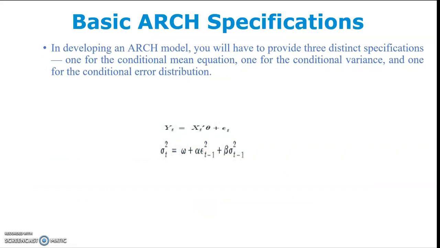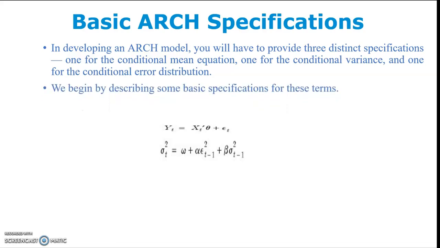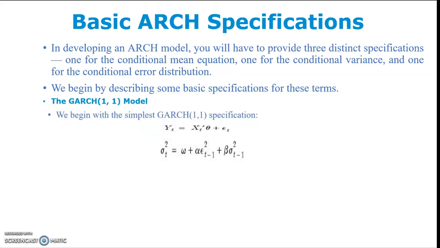In order to develop an autoregressive conditional heteroscedasticity model, we will have to provide three distinct specifications: one for the conditional mean equation, one for the conditional variance, and one for the conditional error distribution. So we may begin by describing some basic specification of these terms. So let us start with the GARCH 1-1 model, and we begin with the simplest GARCH 1-1 specification, and it is given by equation number 1.